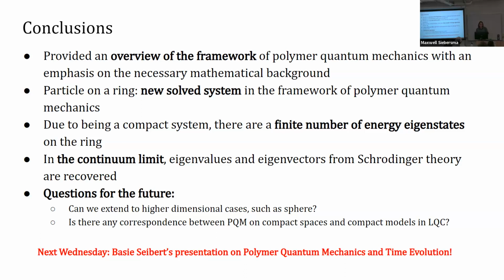Also, we know that polymer quantum mechanics is an analog to loop quantum cosmology, and the ring is a compact system we now have solved. So maybe there's some correspondence between this ring case and a compact model in loop quantum cosmology. It's also entirely possible that that's not the case at all, because quantum cosmology has a lot more intricacies and difficulties. But that's a question for the future.